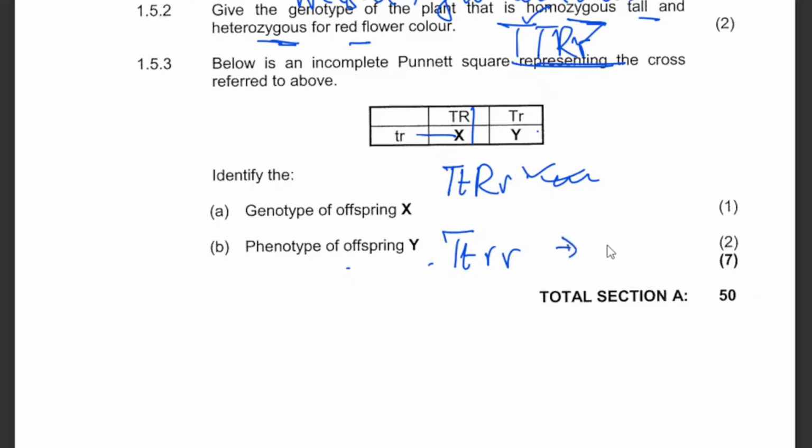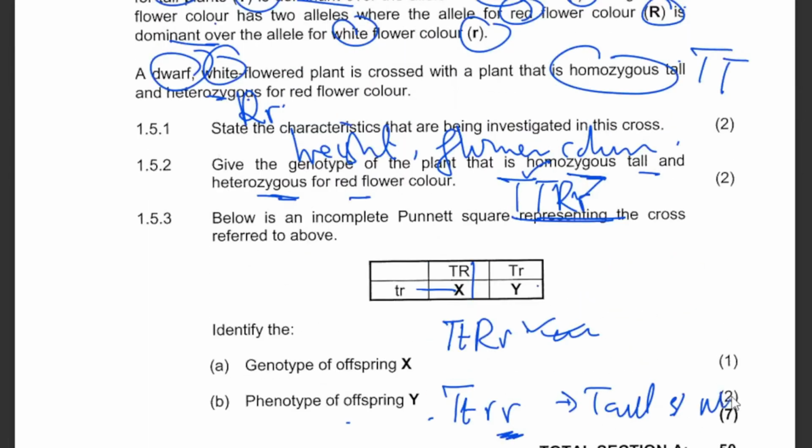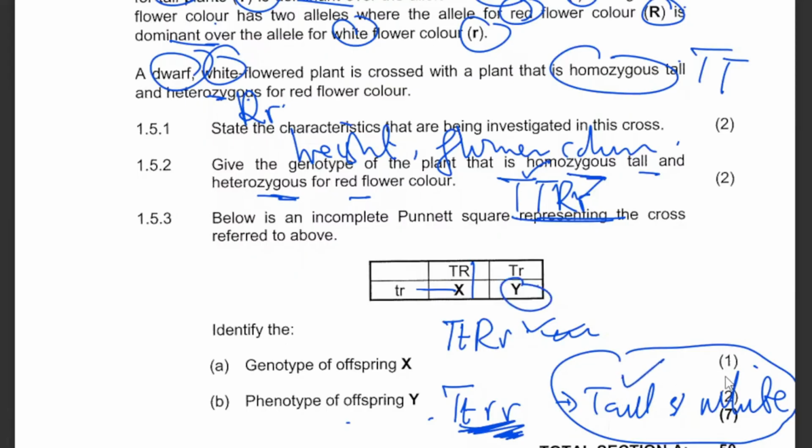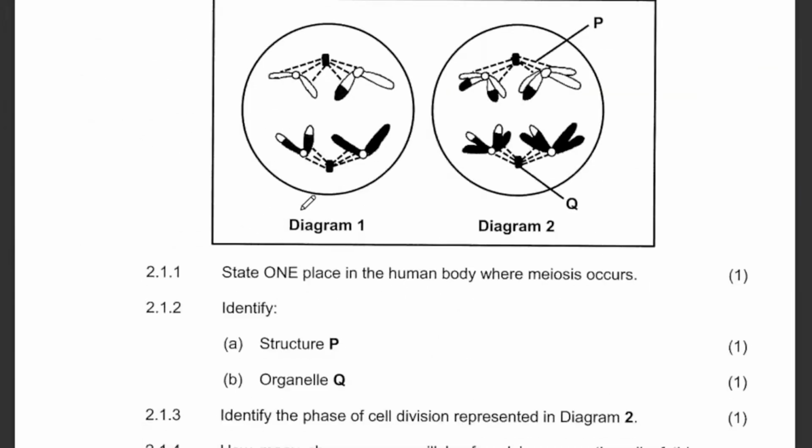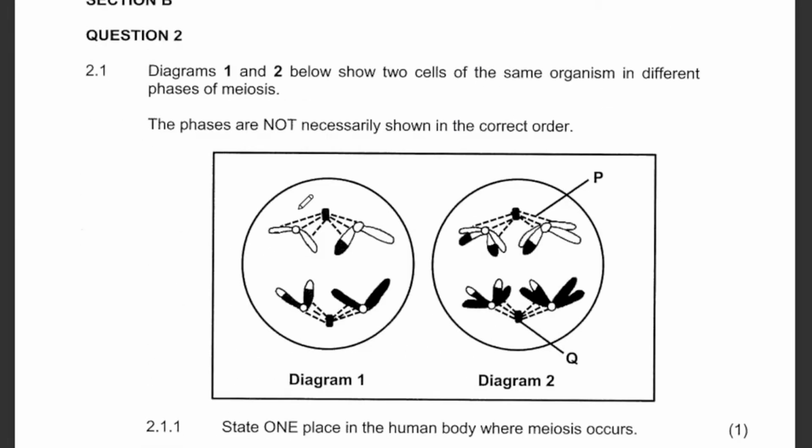Capital T is tall, and small r is white. So it is going to be tall and white. This is the answer. I was just using this to identify what Y is. So it is tall and white, and you get that mark. That is a dihybrid cross. I told you it won't be a big problem. It's simple. That question is done. We go to the next question. Don't tell me that you didn't do this, because we repeated it several times.